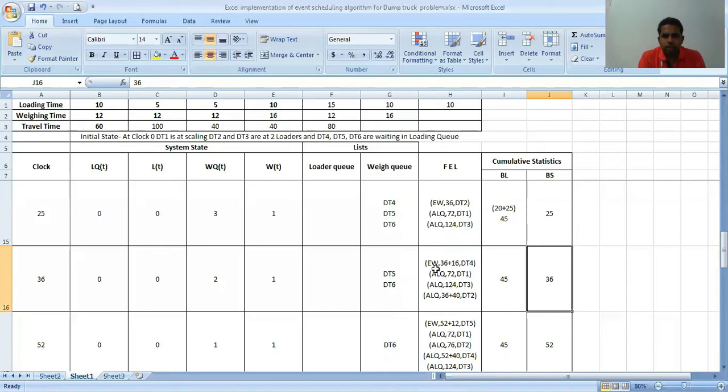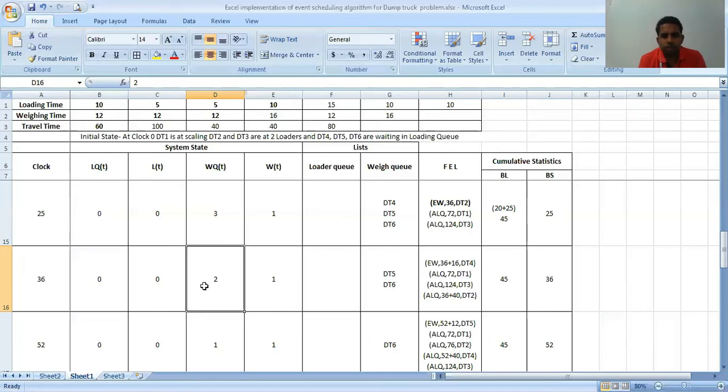Next imminent event is EW, comma 36, comma DT2. So remove this notice, update the clock time, advance the clock time to 36, and LQT is remaining 0, L of T is remaining 0. Still, since DT1 and DT3 are still traveling, they have not come to the loader queue. And WQT will be decremented by 1 as the weighing of DT2 is completed.